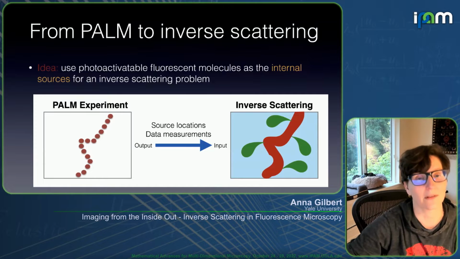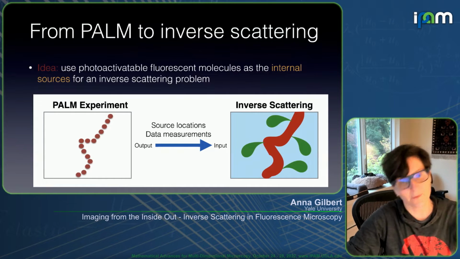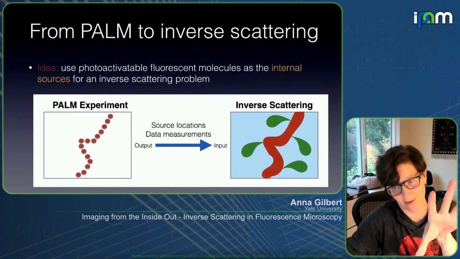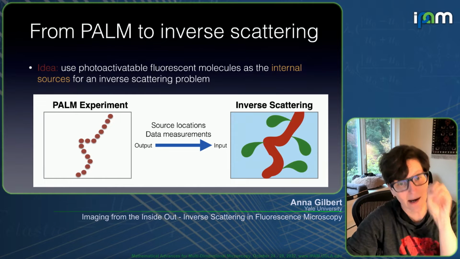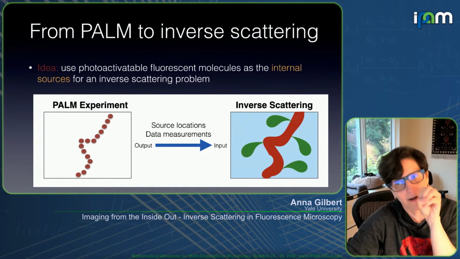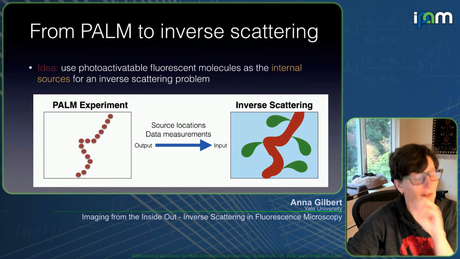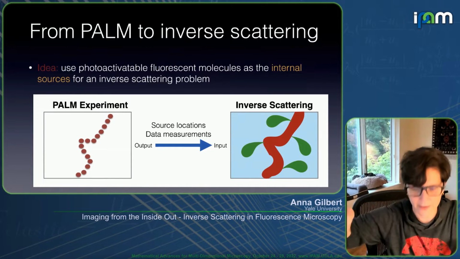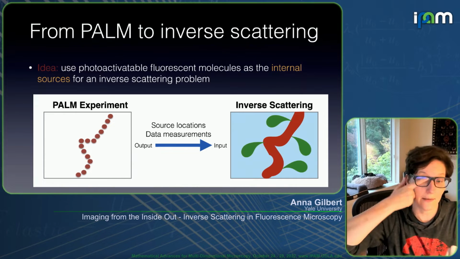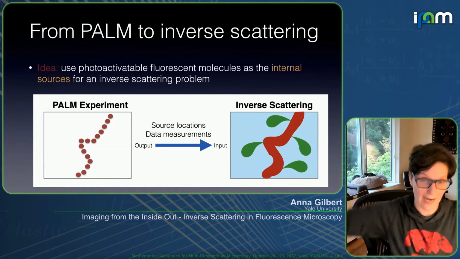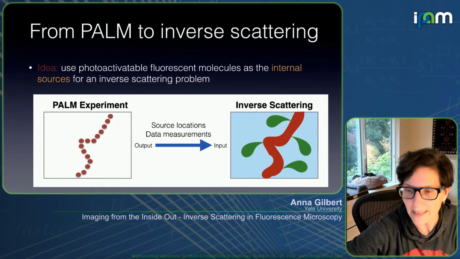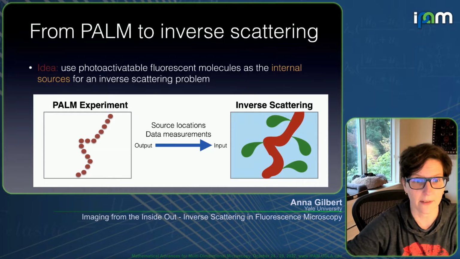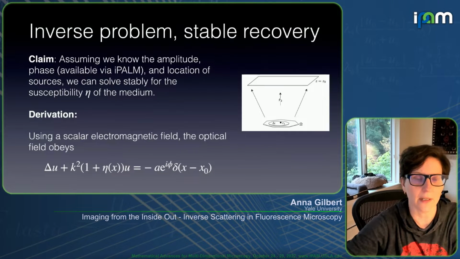So here is the physical idea. It is to use the photoactivatable fluorescent molecules as the internal sources and use them to solve an inverse scattering problem. So this is assuming that you have the locations of the sources, and then you measure outside of your object, and then reconstruct inside the object.